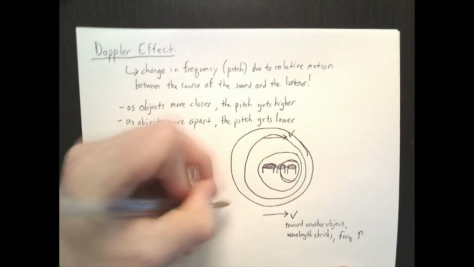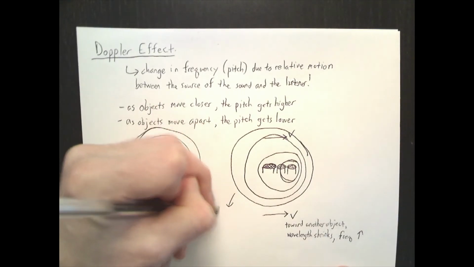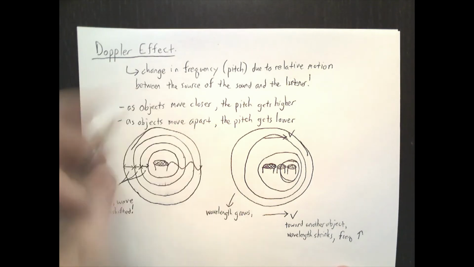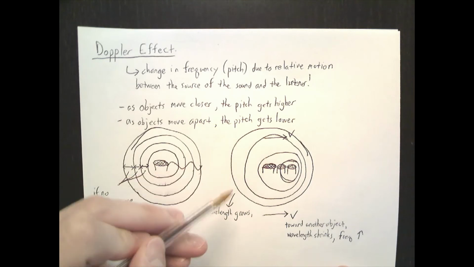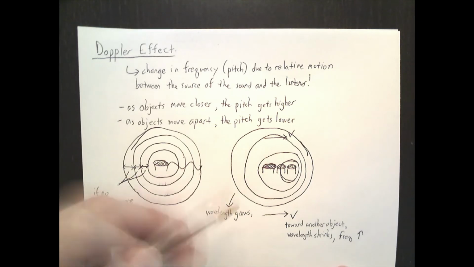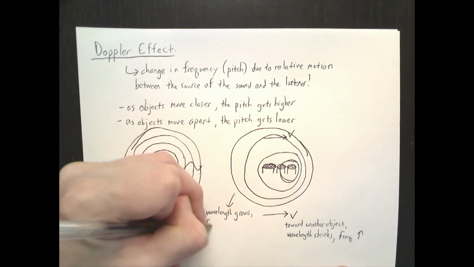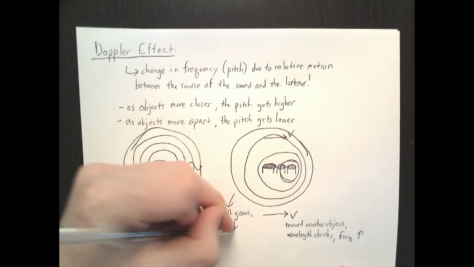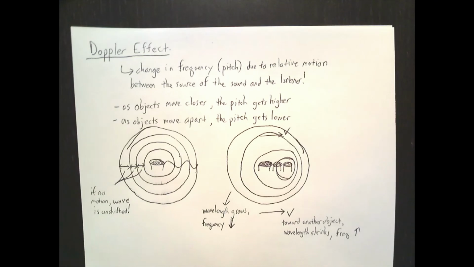If we go away from another object, the wavelength grows, and the density of these wave fronts gets less and less dense, and therefore the frequency of those wave fronts decreases. Frequency goes down.